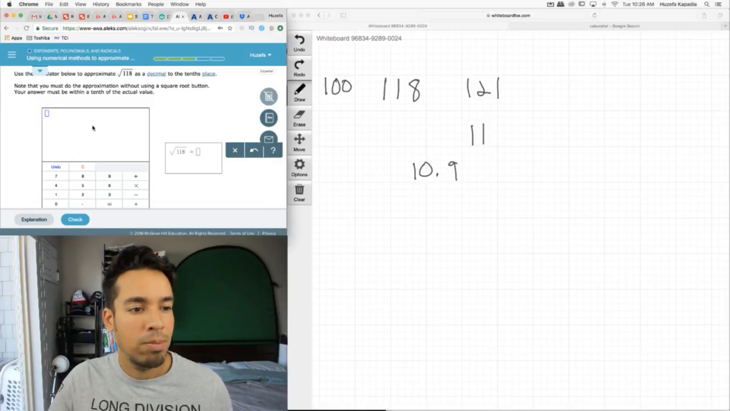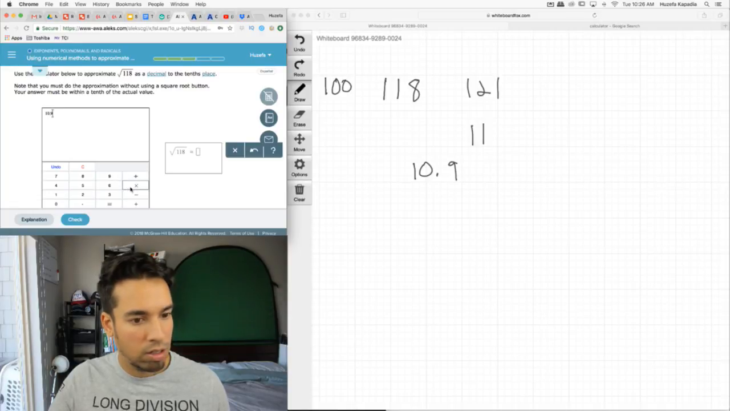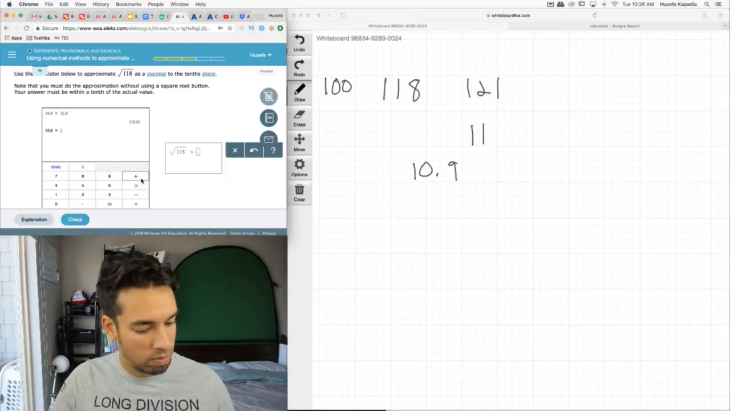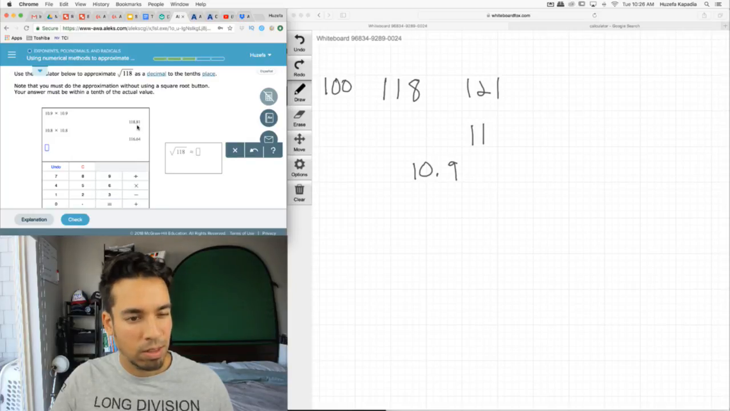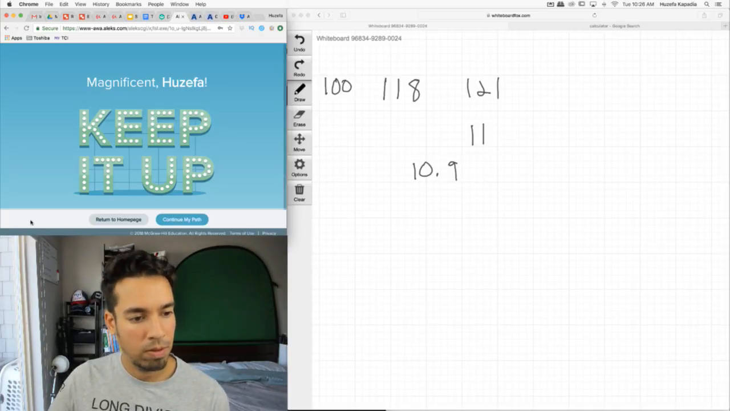So it's probably going to be 10.9. I'm assuming 10.9 is good. Let's try 10.9. Look at that. So close. Let's just try 10.8 just for fun. So, right, this is much further away, so I'm going to say 10.9. Boom.